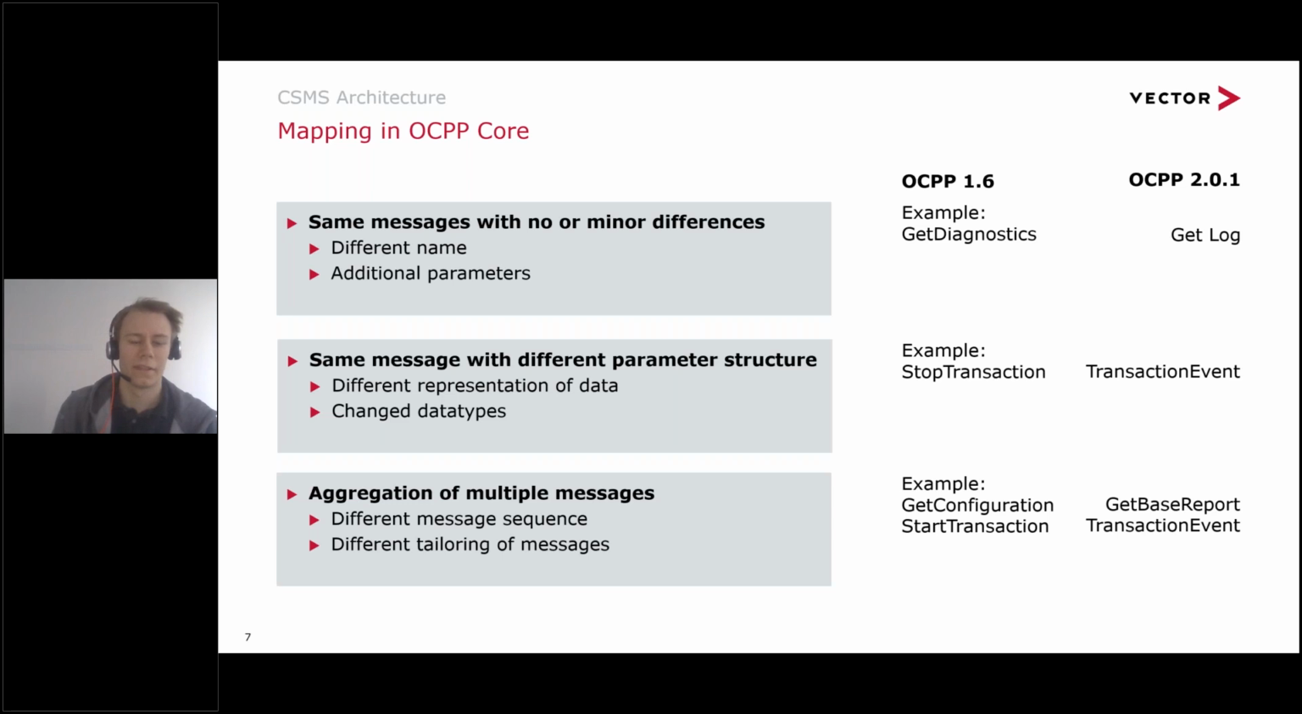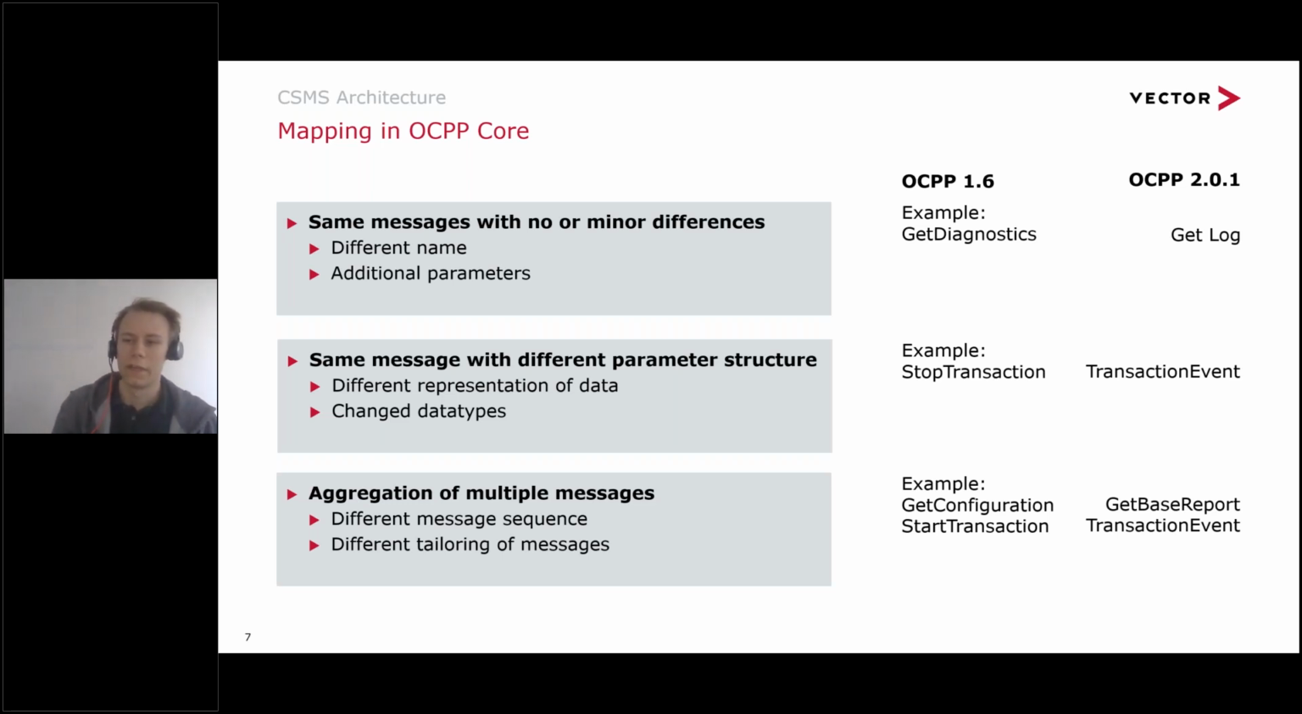And last but not least, the most difficult mapping type. There are 2 different types. The one is a different message sequence, and also we have some different tailoring of messages where the data is located in a bit different way. So regarding the different sequence, there we can call the GetConfiguration, which was formerly only one message, and now we have with the BaseReport a whole sequence.